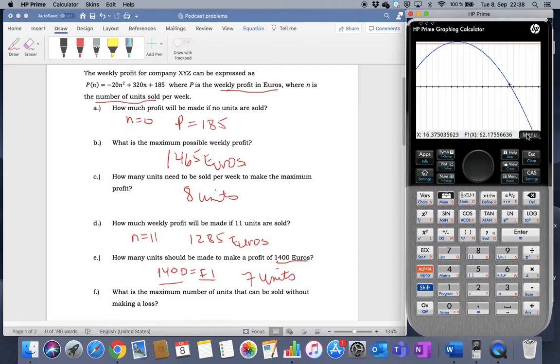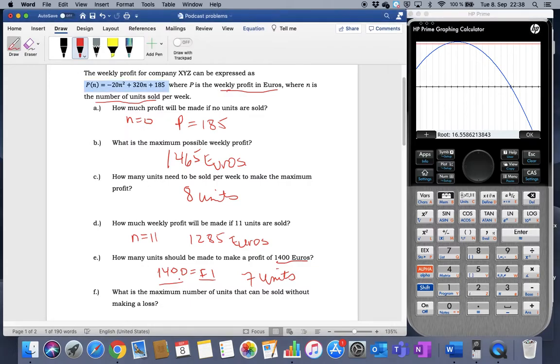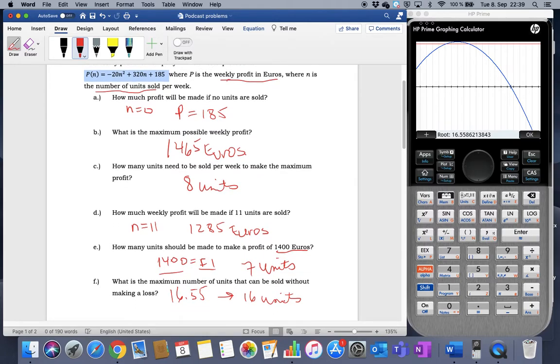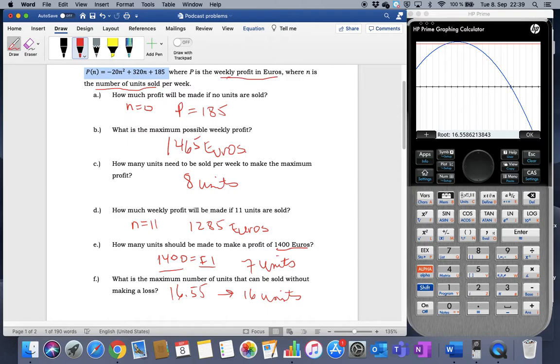So we go to Menu, Function, and the x-intercept is your root. And this root right here is 16.55. So the maximum number of units that can be sold without making a loss would be 16 units, right? Because we'd have to go down. We wouldn't go to 17 because then we would be making a loss, so it would be 16 units altogether. So let's go to the second question.